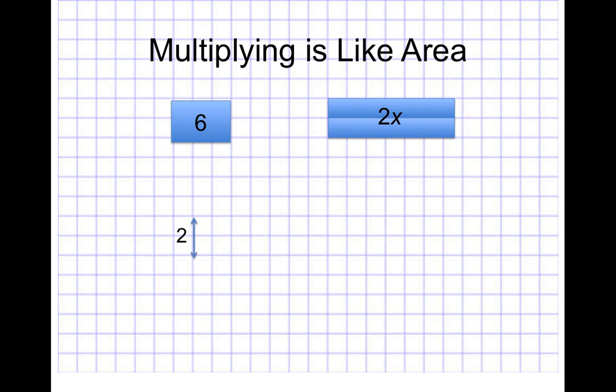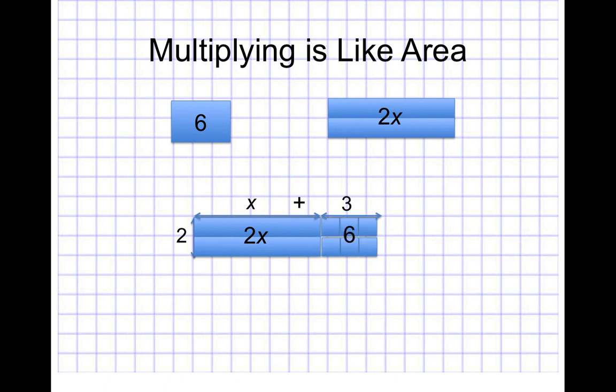And then if I want to multiply 2 by x plus 3, an x length plus a length of 3, then it would be reasonable to separately multiply the x length by the 2 for an area of 2x, and also multiply the 3 by the 2 for an area of 6. So our overall area is 2x plus 6.